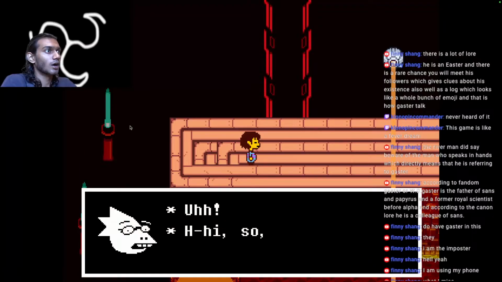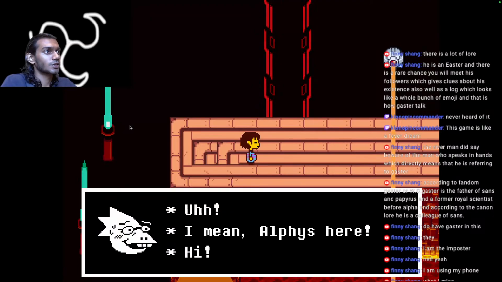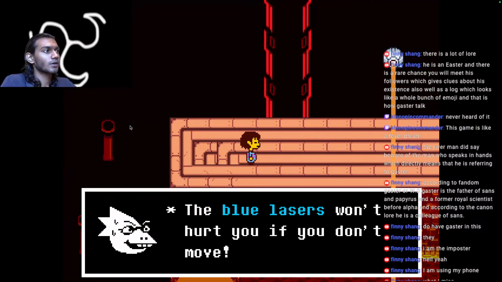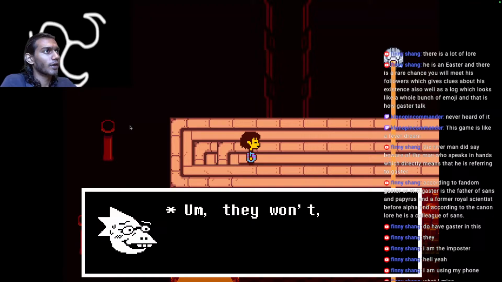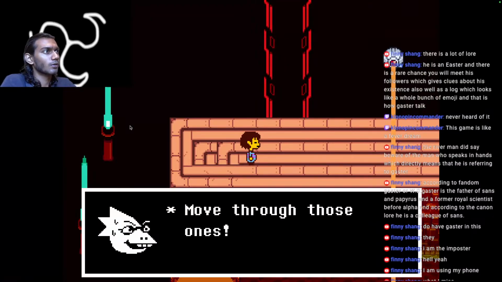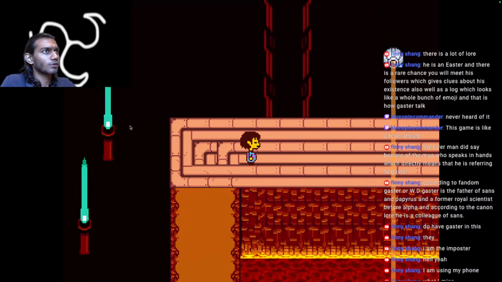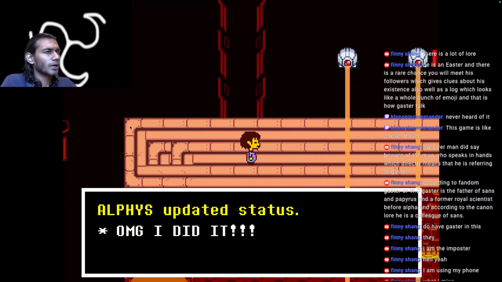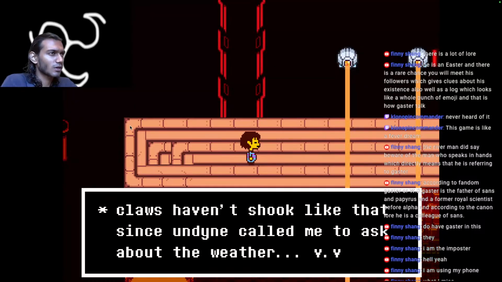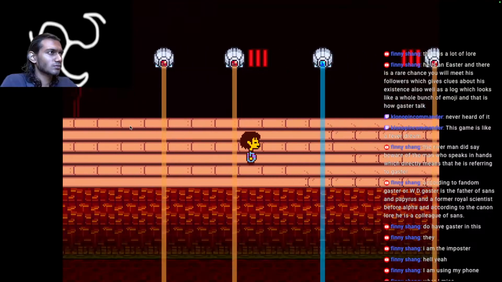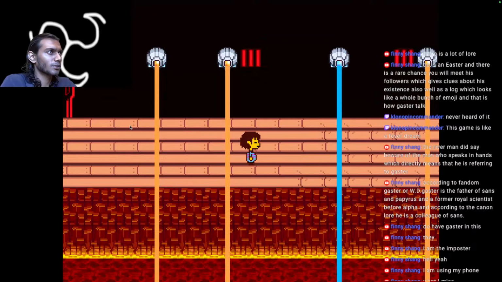Ring. Hi, so the blue lasers, I mean Alphys here. Hi, the blue lasers won't hurt you if you don't move. Orange ones, you have to be moving, and they won't move through those ones. Okay, the blue ones you don't have to move. Oh my god, I did it. Okay. Alphys and data status. There's no weather down here. Why did she call me?